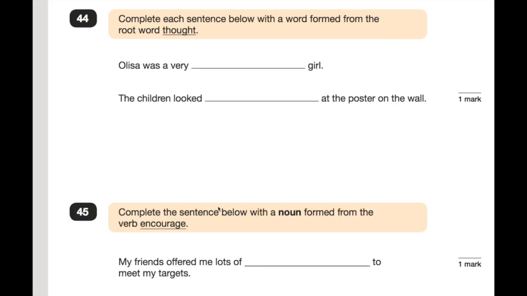Number 44, complete each sentence below with a word formed from the root word thought. So it's going to have the word thought in it in some shape or form. Elisa was a very thoughtful girl. The children looked thoughtfully at the poster on the wall.